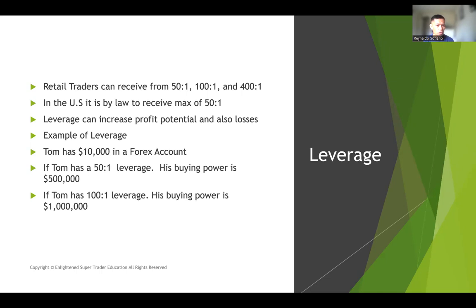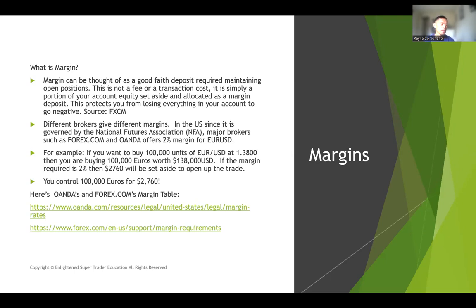Let's discuss margin, because margin is connected with leverage. Margin can be thought of as a good faith deposit required to maintain open positions. It is not a fee or a transaction cost. It is simply a portion of your account equity set aside and allocated as a margin deposit. This protects you from losing everything in your account or going negative. That's why you will never go negative if you have a margin requirement, because it is important. That's part of the rules and regulations that they implemented.